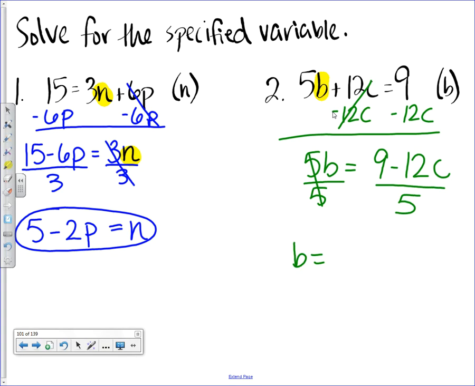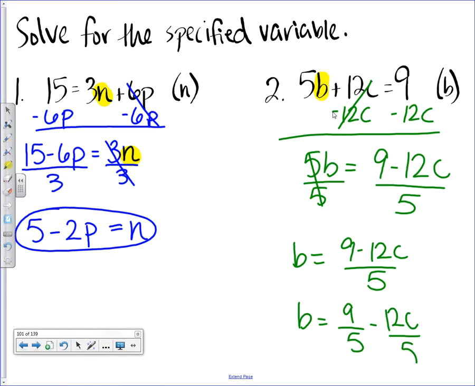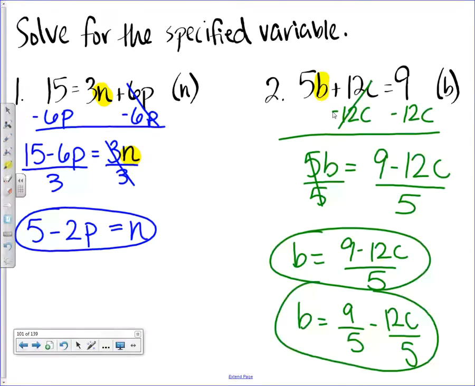b equals. Now you will notice that neither 9 nor 12 will divide by 5, and you cannot reduce 9, 12, and 5 by the same number. So we're just going to leave it like this. I also want you to be aware another acceptable answer is to show that you would have to divide both of those by 5. So you could either leave it as this big fraction like that, or you can leave it as 2 little fractions like that.